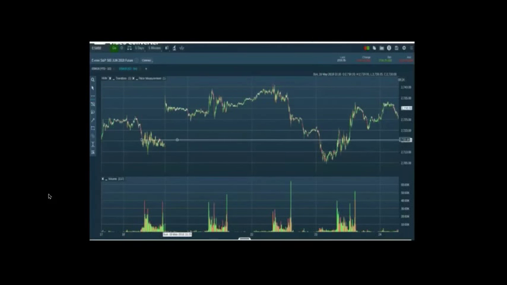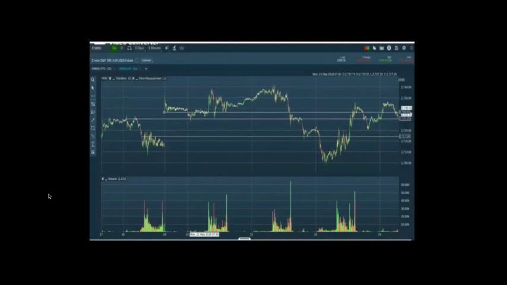We've used 2717 in the past. That's been a level that we've used for support in trying to time our entries. So 2725, this is what our target entry is for today. And we'll take a look around 2730, trying to get out.